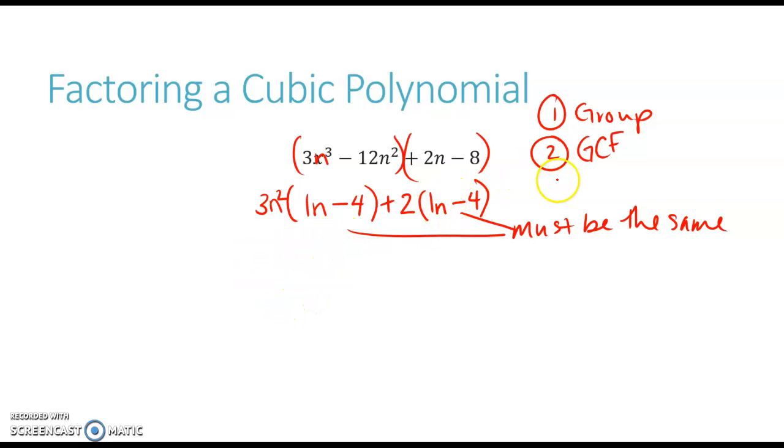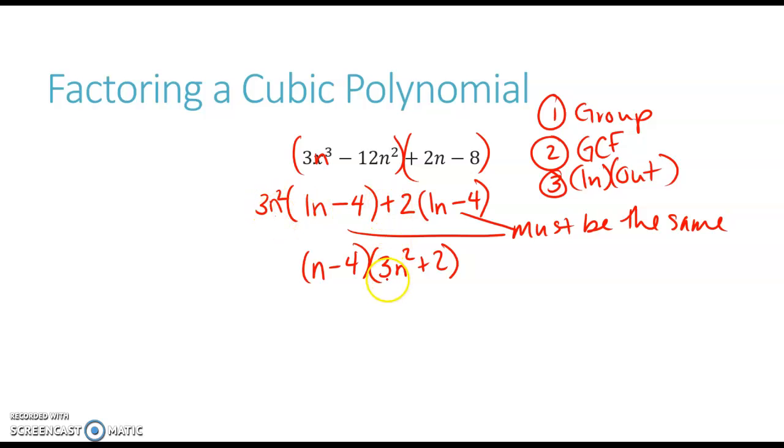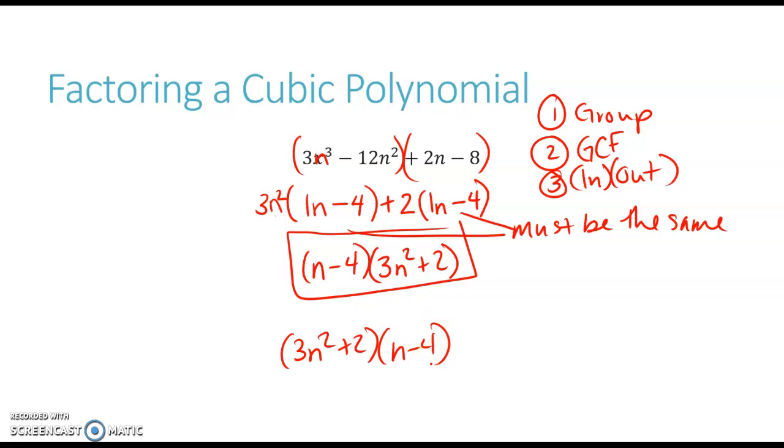From here, this is where I call it inside, outside. In, out. Technically, we're doing greatest common factor because 1n minus 4 is on both of these terms. So I'm going to factor that out. N minus 4, which is my inside the parentheses, times, and then what's left is 3n squared plus 2. So I took the inside, made it one of them, and then the outside became a set of its own parentheses. And so we end up with a final answer of n minus 4 times 3n squared plus 2, or you could write it 3n squared plus 2 times n minus 4, because multiplication is commutative. All right, so that's our first problem.